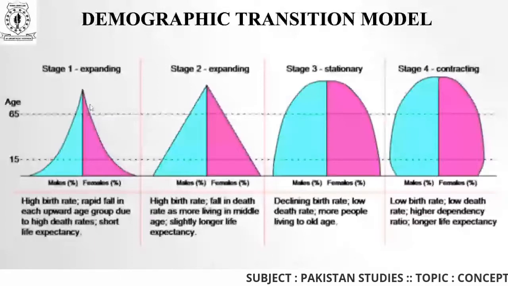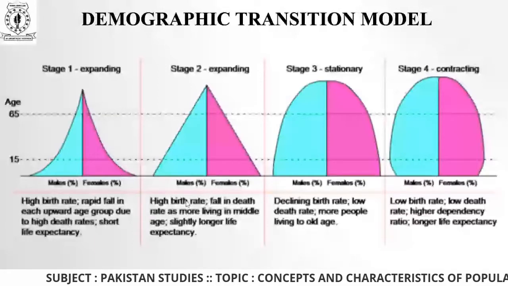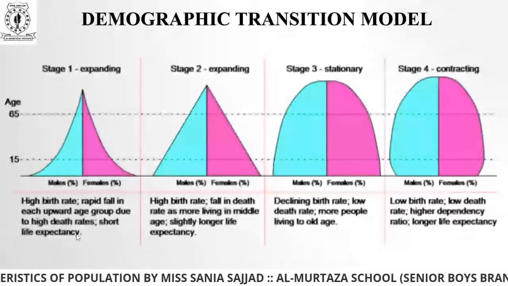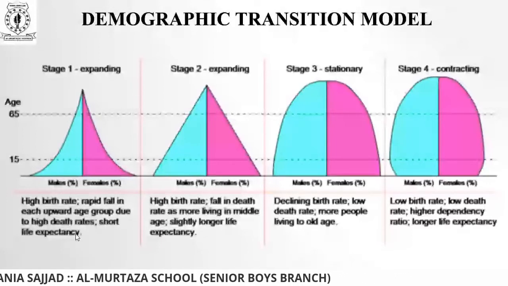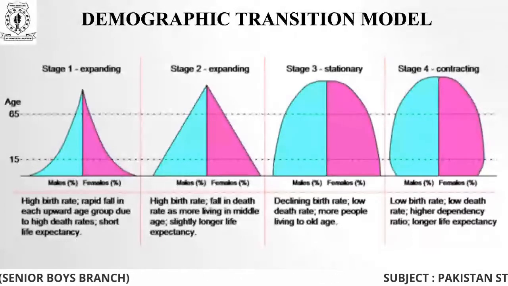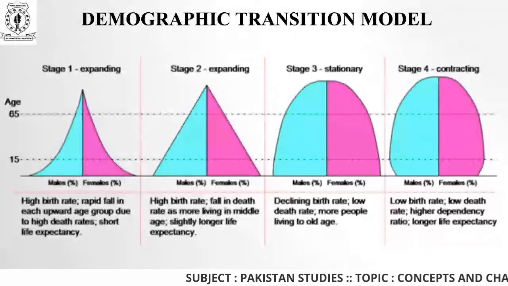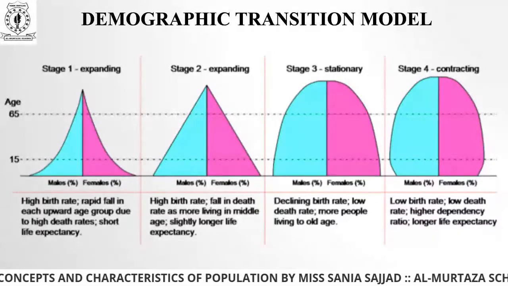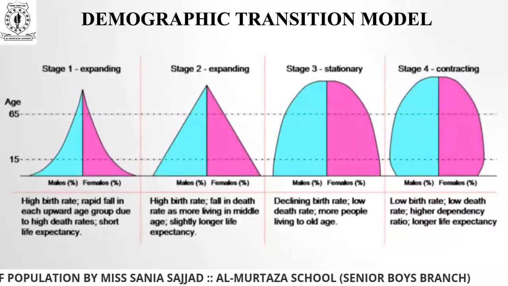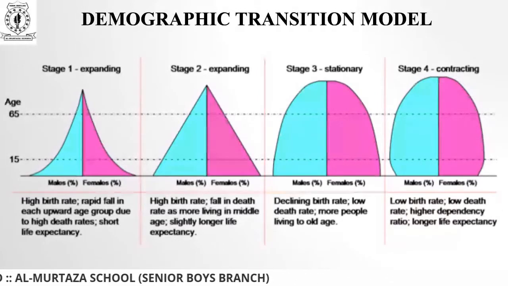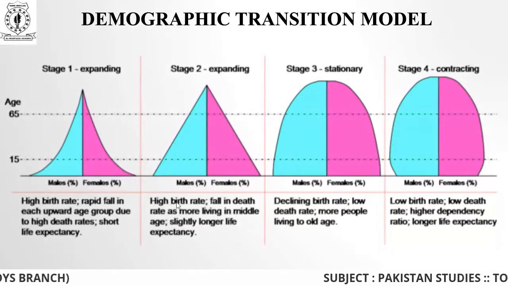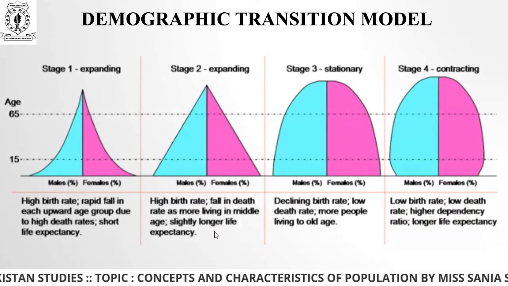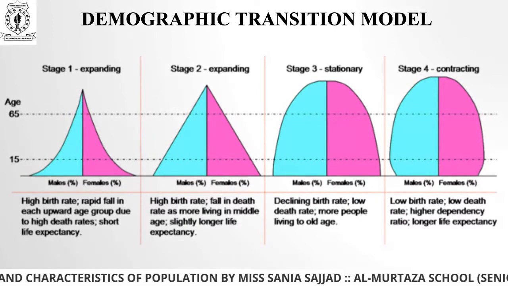So, there is a high birth rate, a fall in death rate, more people living to middle age, and a slightly longer life expectancy. Earlier, people were not following health instructions, and there was a high birth rate due to different factors, such as new medicines not being present in this time period. Also, the illiteracy rate was higher compared to the literacy rate. But when we enter stage 2, with the passage of time people are becoming literate, and this is the era in which mechanization was introduced and the medicine revolution was introduced.